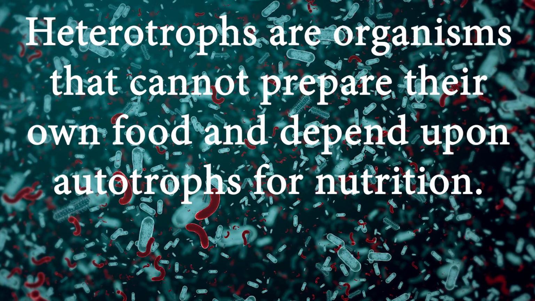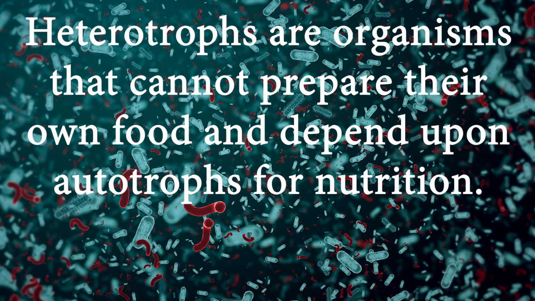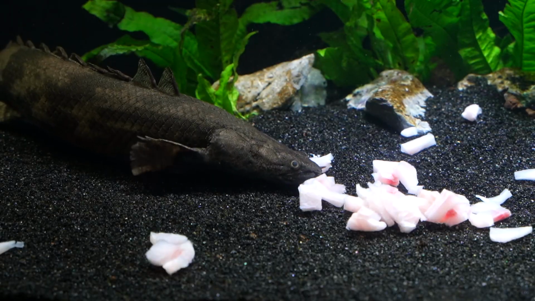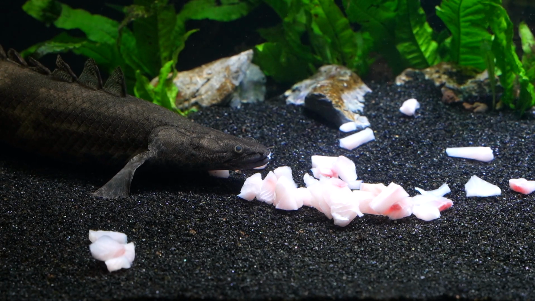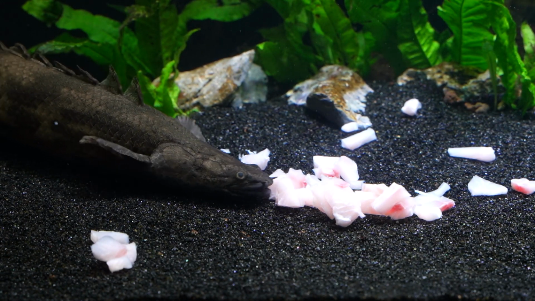Heterotrophs are organisms that cannot prepare their own food and depend upon autotrophs for nutrition. As a basic example, think of fish that get their nutrients by consuming the plants that have already consumed nutrients out of the water themselves.